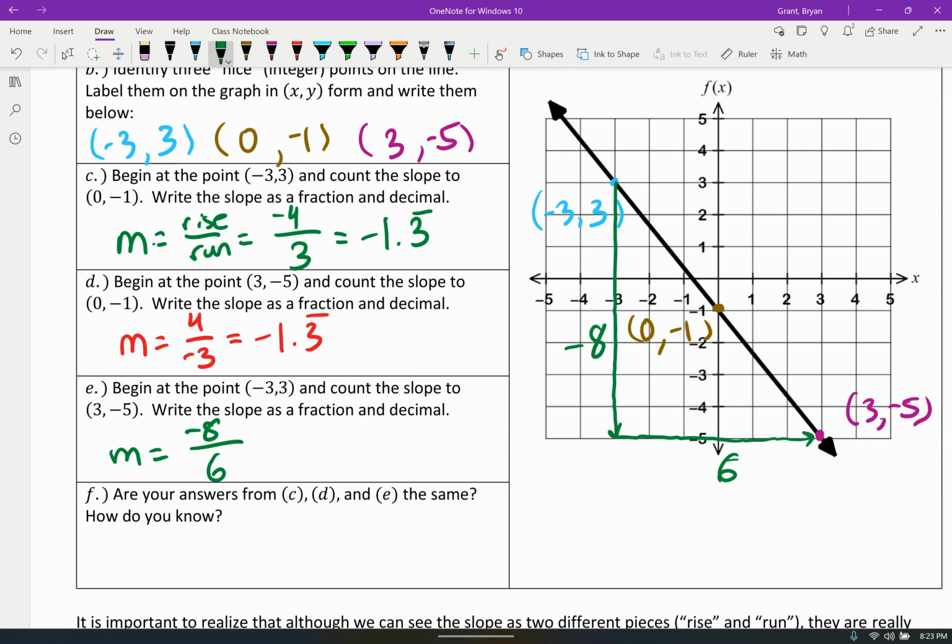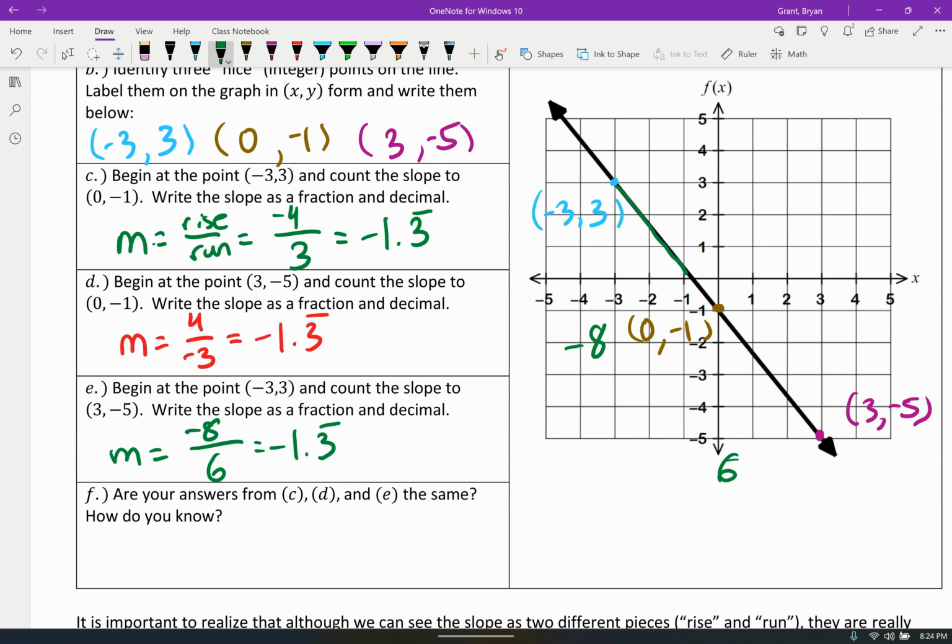Now, this fraction looks different than the other two. It doesn't have 4, it doesn't have 3. But if you divide this, what are you going to get? You're going to get -1.3 repeating, right? And that's pretty cool because what that tells us is it doesn't matter which 2 points we measure the slope. And that should make sense.